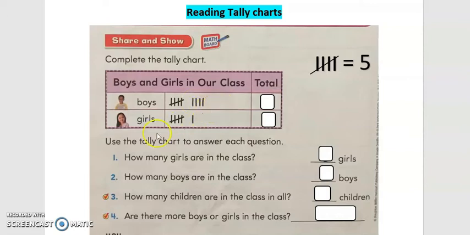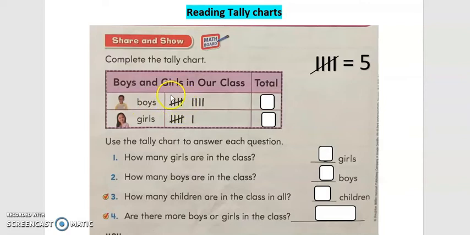One trick that I'm going to show you is that every time that you see this, it means 5. So every time you see this, you don't need to be counting each stick because we know that it means 5 automatically. Let's take a look at the first one, boys.